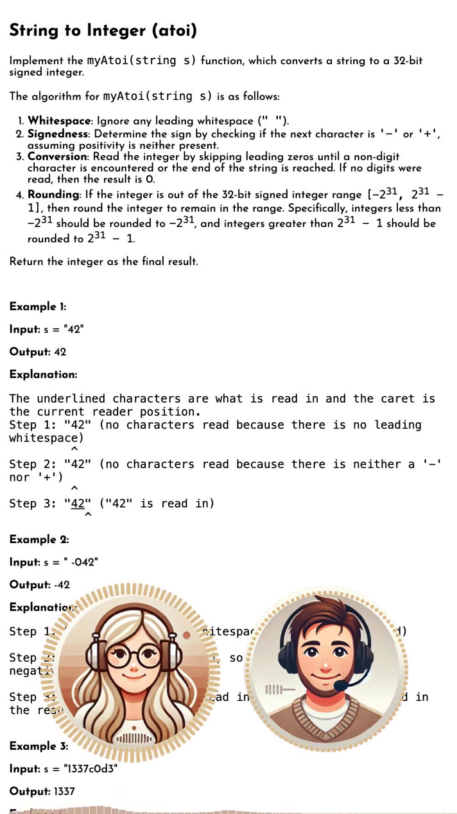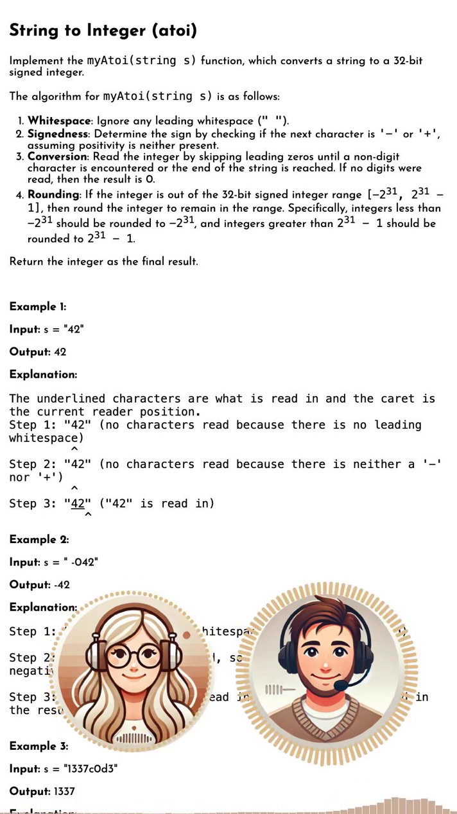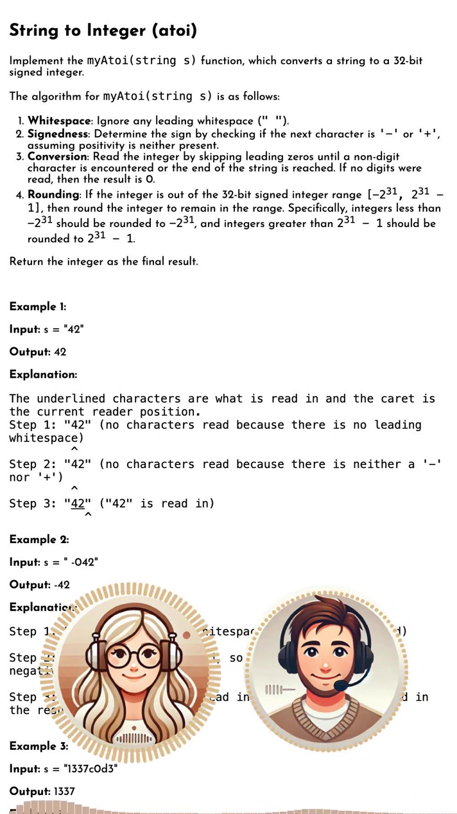And then as we build up the number, we multiply the existing value by 10 each time we add a new digit. So we start with 0, then we see the 4, so that makes it 4. Then we multiply by 10 to get 40, and then we add the 2, and now we have 42. And then finally, we apply that negative sign that we stored earlier, and we end up with negative 42.